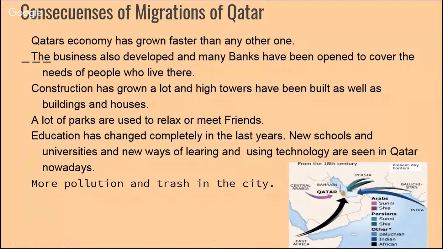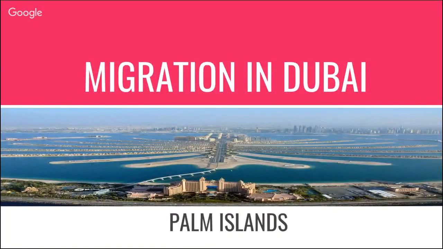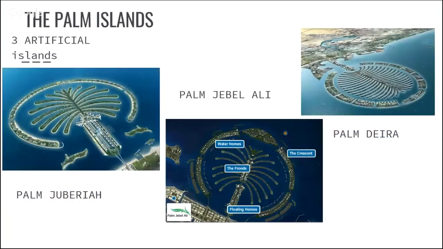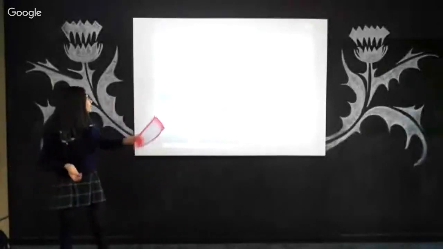Here's a photo of the migration to Qatar. Migration in Dubai. I'm going to talk about the Palm Islands. The Palm Islands are three artificial islands made in Dubai to create a sort of sub-Dubai. First, you have the Palm Jumeirah, the Palm Jebel Ali, and the Palm Deira. The Palm Deira is not finished yet, but the Palm Jebel Ali is the most residential one, and the Palm Jumeirah is the one with the most movement, with hotels and so on.